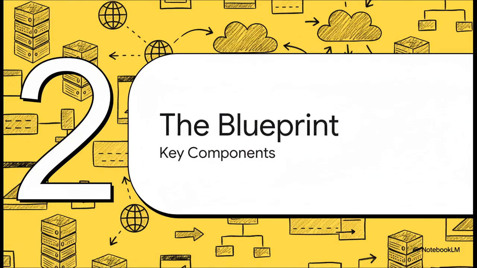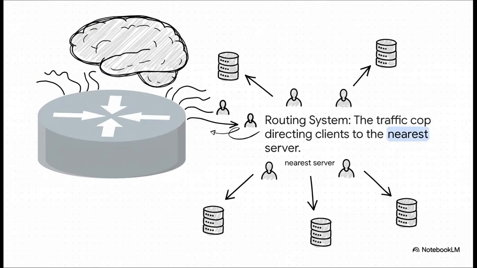Now we get to the fun part, sketching out the high-level architecture. What are the main building blocks of our CDN? First up, you've got the routing system. This is the brain of the operation, the air traffic controller. Its entire job is to look at an incoming request from a user and decide, okay, out of my thousands of servers around the world, which one is the absolute best one to handle this request right now?